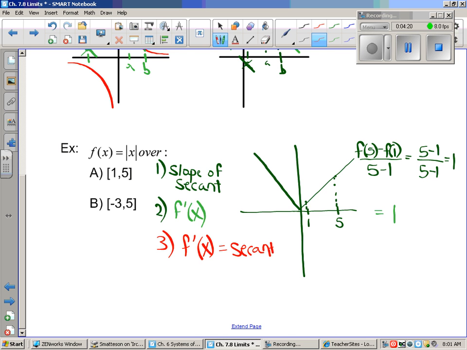But again, this is really just saying yes or no, can we use the mean value theorem? And of course we can. How about from -3 to 5?